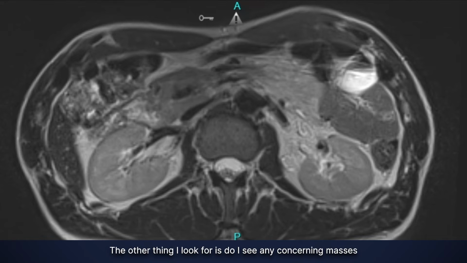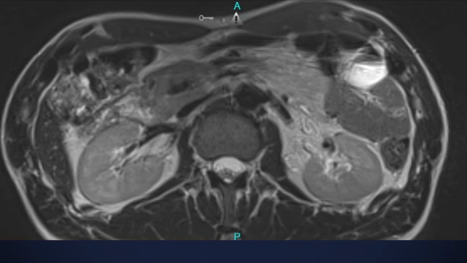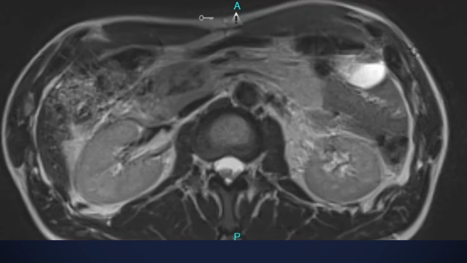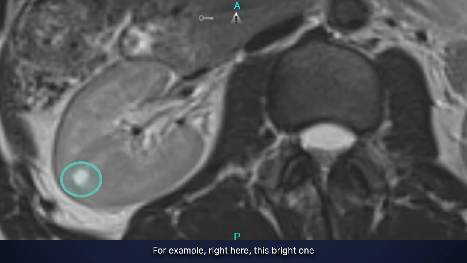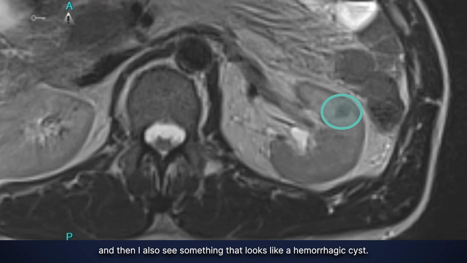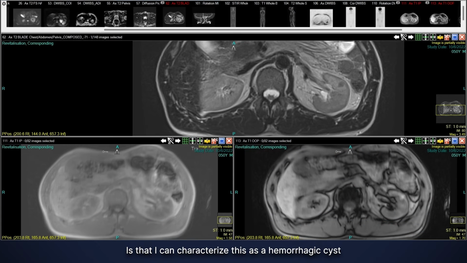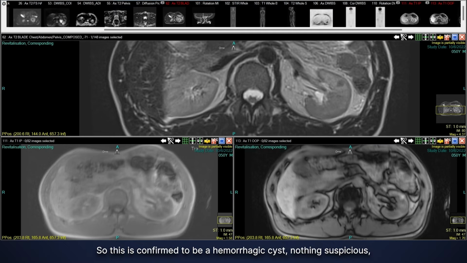The other thing I look for is, do I see any concerning masses in the kidneys? Here, I don't see anything suspicious, but I do see benign lesions, meaning I see simple cysts. For example, right here, this bright one. And then I also see something that looks like a hemorrhagic cyst. And this is what's unique about MRI, is that I can characterize this as a hemorrhagic cyst because I have the different sequences to show me the different signal intensities of the content within the lesion. So this is confirmed to be a hemorrhagic cyst, nothing suspicious, nothing to worry about.